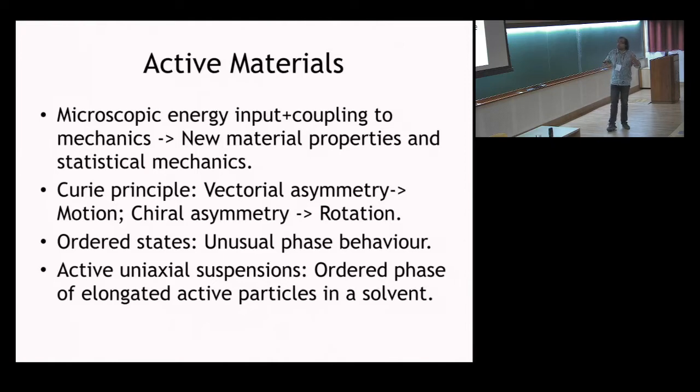Briefly, why that happens is because any vectorial asymmetry in an active system can lead to motion, and any chiral asymmetry, for instance, can lead to rotation. And this leads to unusual behaviors you won't expect in equilibrium in ordered phases. And I'll talk about active uniaxial suspensions today, which are ordered phases of elongated active particles in a solvent.